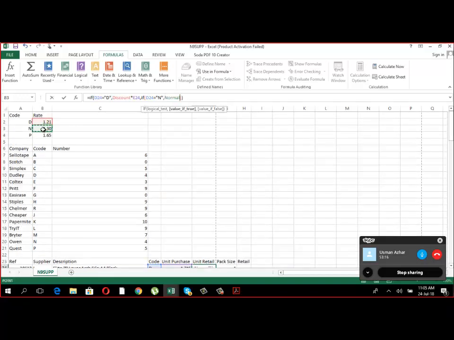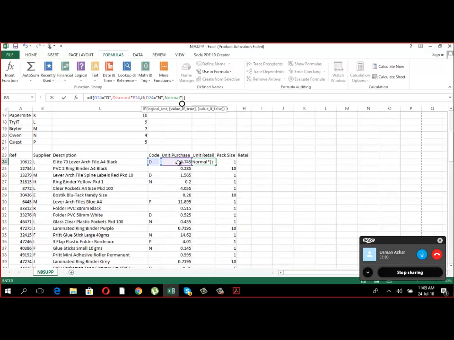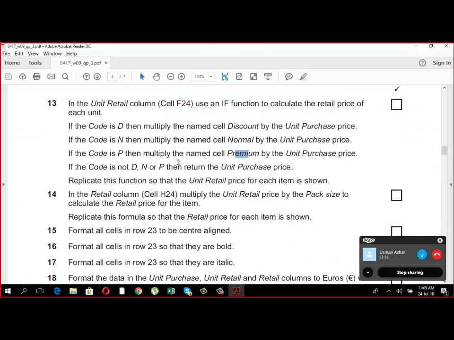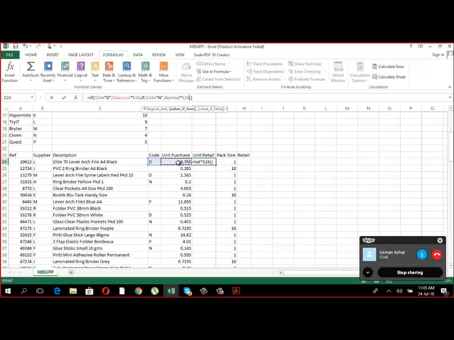This multiplied by the unit retail. Agree with me? No, unit purchase. Okay, let's read the question again. Then he says if the code is P, then multiply by this, and then he says if the code is not D, N, or P, then return the unit purchase price. This means we need another if. Do you agree with me?